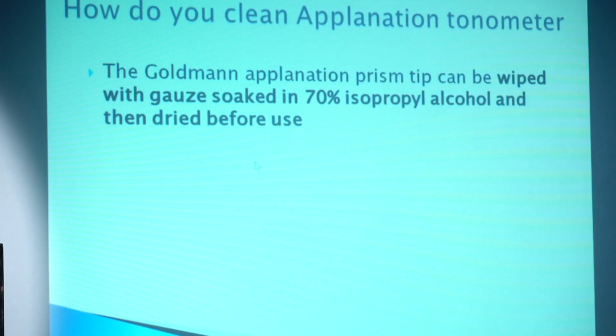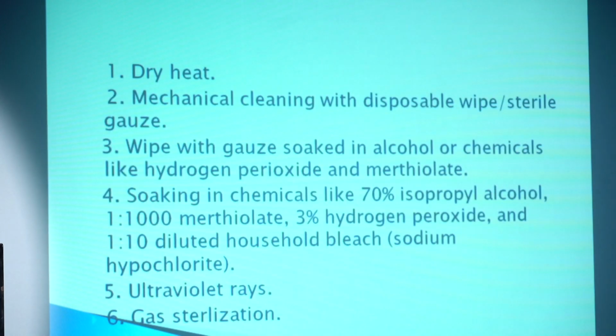So how do we clean the applanation tonometer? The same thing that Sir Rohidin explained. The Goldmann applanation prism is also wiped with gauze soaked in 70% isopropyl alcohol and then dried before use. So what are the other things? We can do dry heat and mechanical cleaning with disposable wipes.